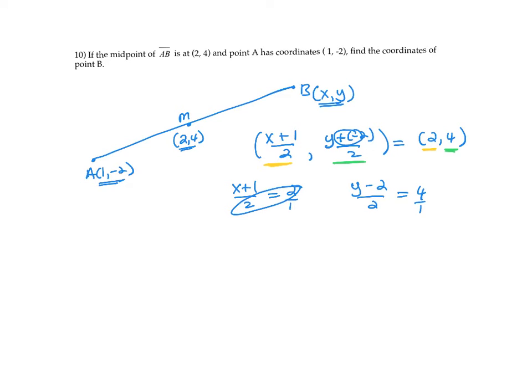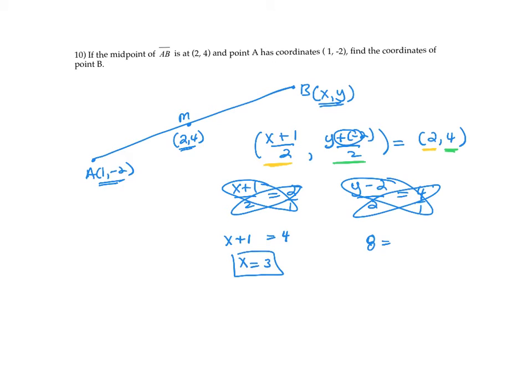So we'll take 2 times 2, and that's 4. And take x plus 1 times 1, and you get x plus 1. When you solve that little equation, you get x equals 3. Okay, cross multiply. 2 times 4 is 8. y minus 2 times 1 is y minus 2. Take and add 2. You get y is equal to 10. So that means that our other endpoint has coordinates 3, 10.